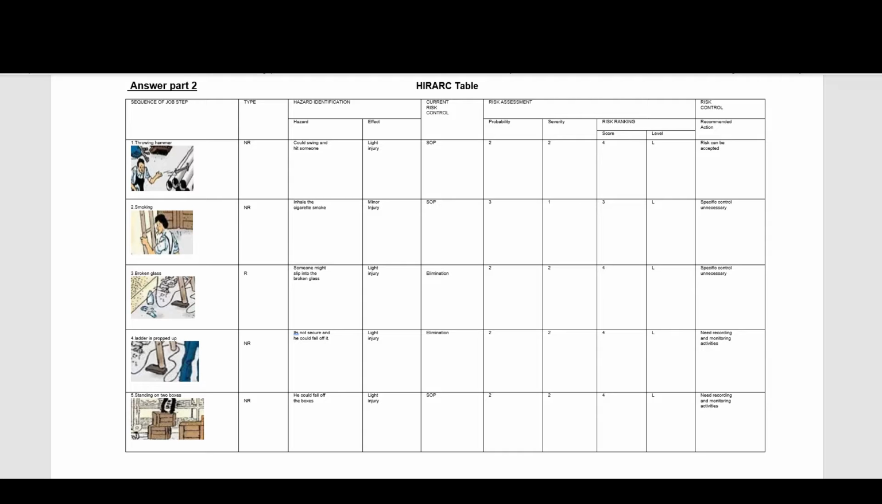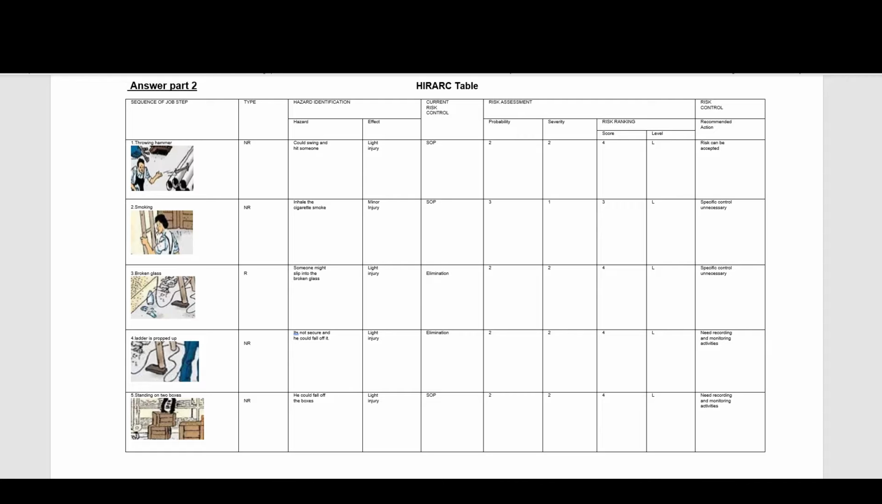Then situation number 3 is broken glass, and it is a routine activity. The hazard is someone might slip into the broken glass, and the effect is light injury. The current risk control is elimination, and the probability is 2, the severity is 2, and the score is 2 times 2 is 4, and the level is L. The recommendation for risk control is specific control unnecessary.